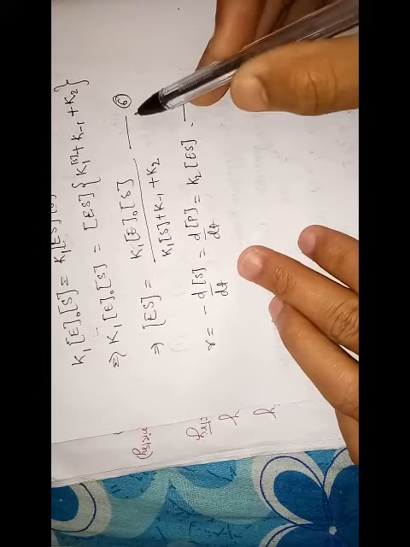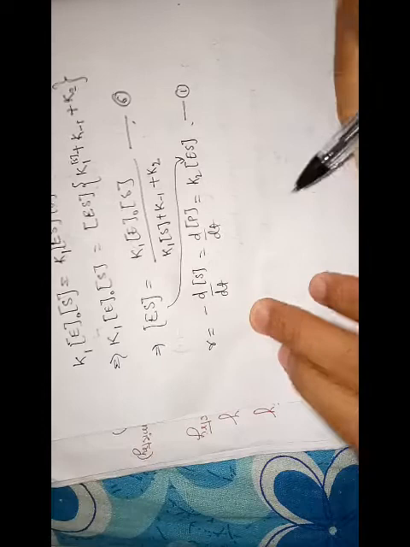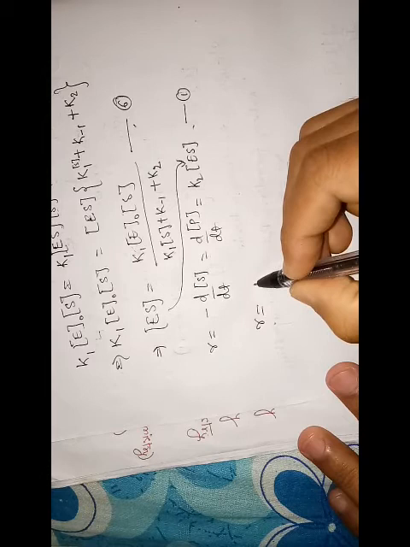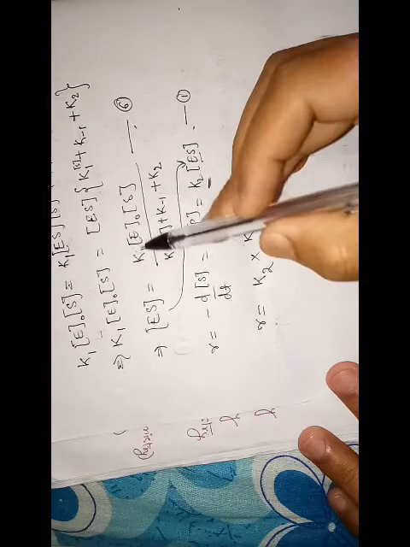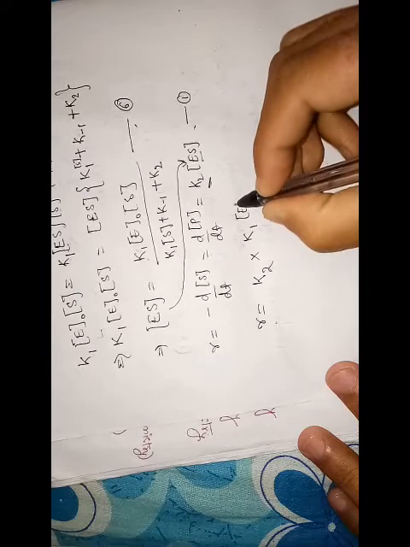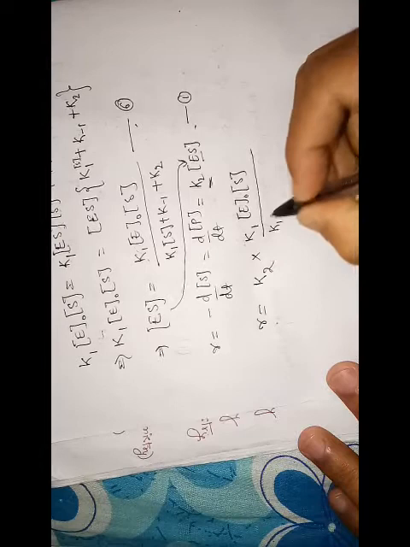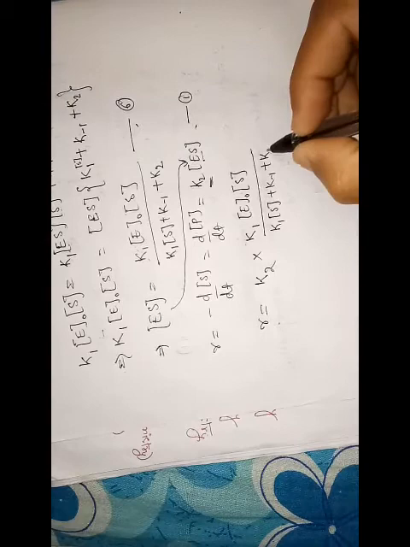So in this equation 1 we are going to put equation number 6, the value of ES is to be put here. So rate is equal to k2 into the ES value, which is k1 E naught concentration of substrate by k1 S plus k minus 1 plus k2. So we have put it now, and this is equation number 7.